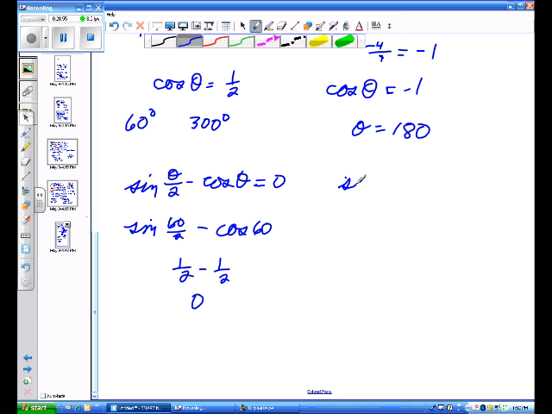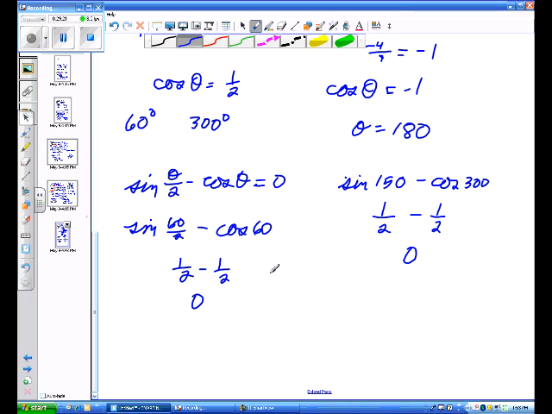The sine of half of 300 would be the sine of 150 minus the cosine of 300. Well, here your reference angle's 30 in the second quadrant, so the sine of 150 is 1/2. Reference angle is 60 in the fourth quadrant, so that would be 1/2, and we get 0.